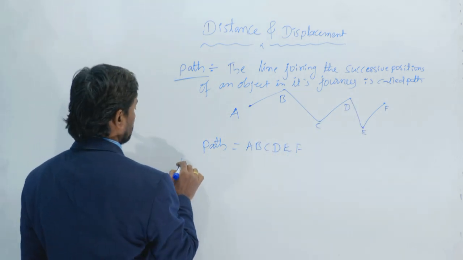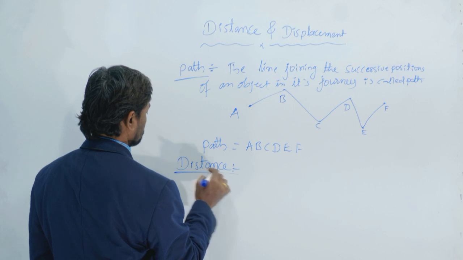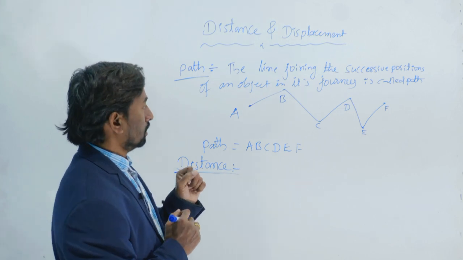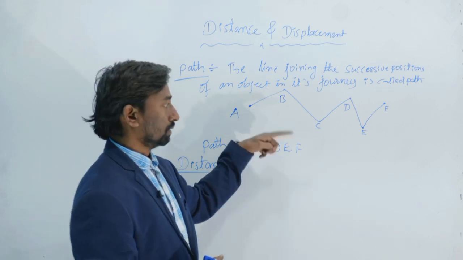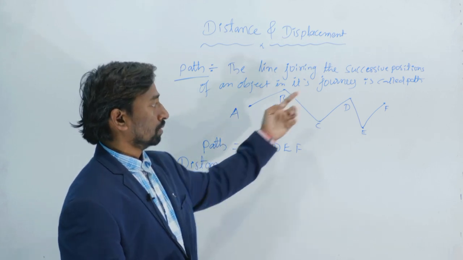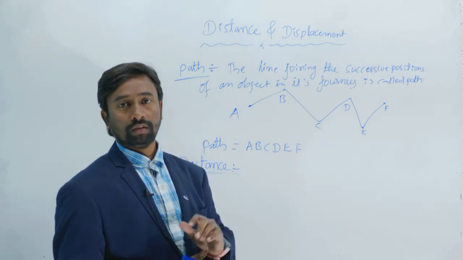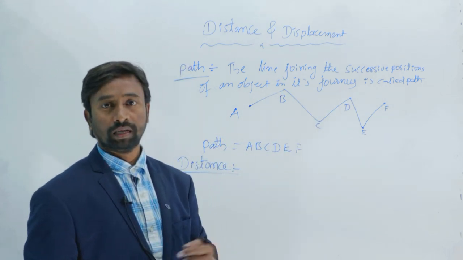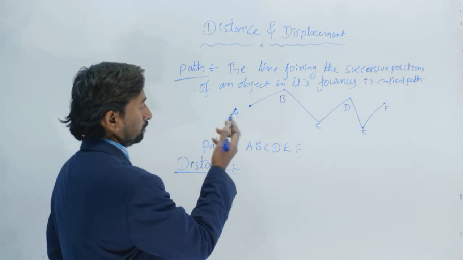Now we understood the path, then distance. What is the distance here? This distance is nothing but the total length of the path. Suppose the body has traveled from position A to position F. Then how much length it has traveled, that is nothing but the distance. If you measure the total length covered by the body, it is said to be the distance.